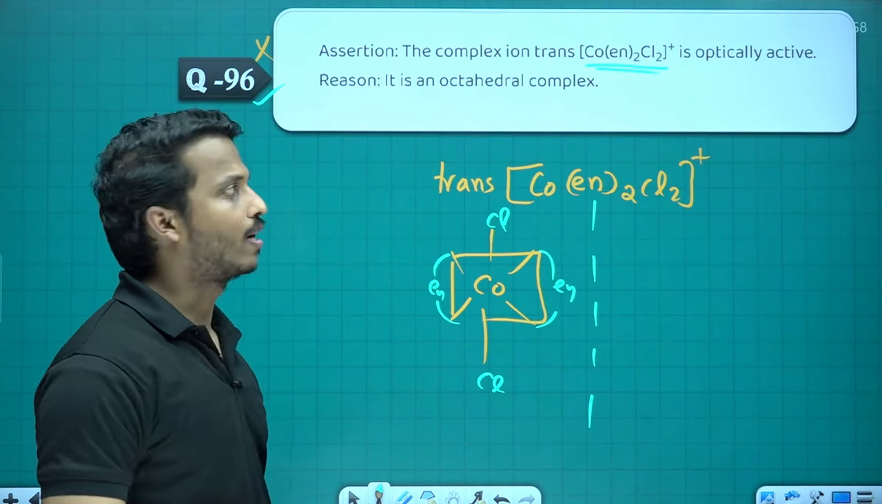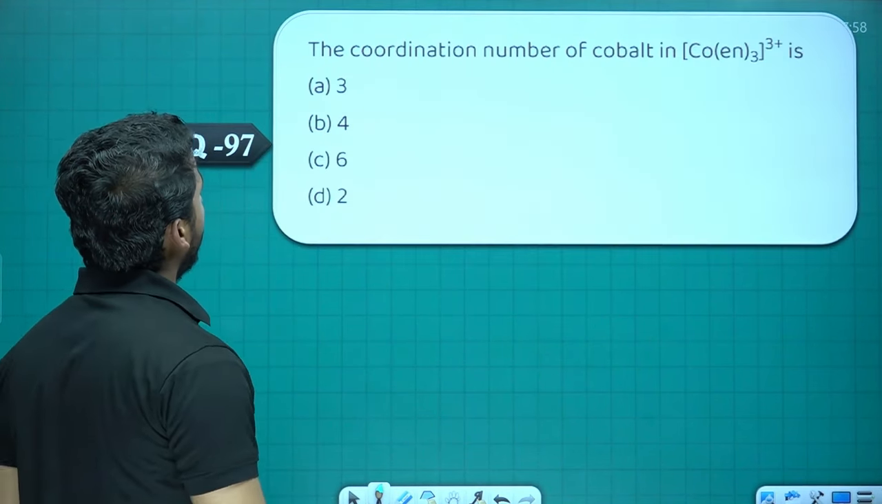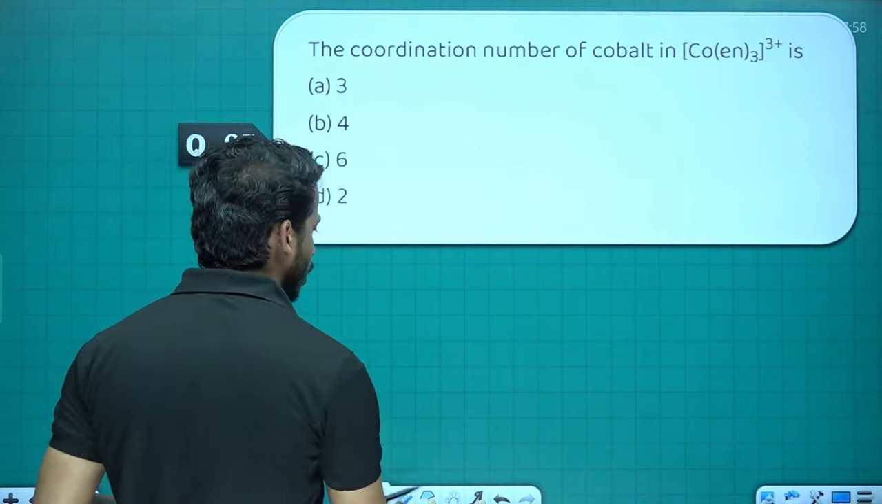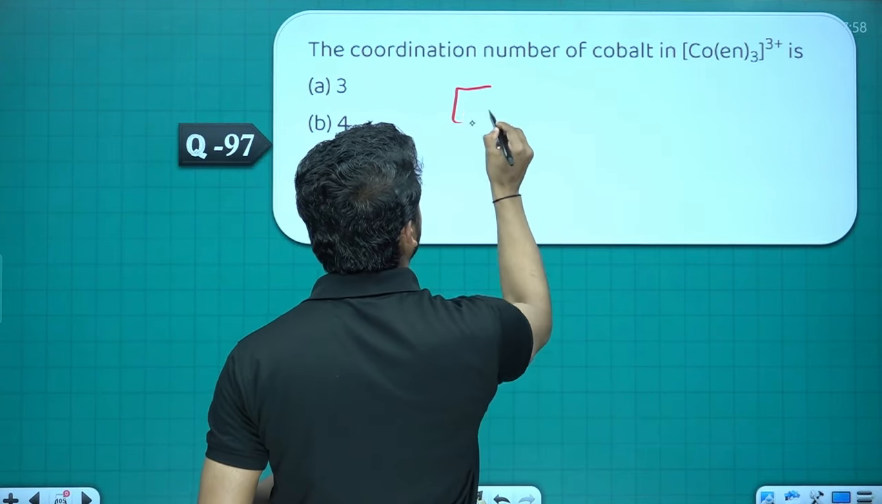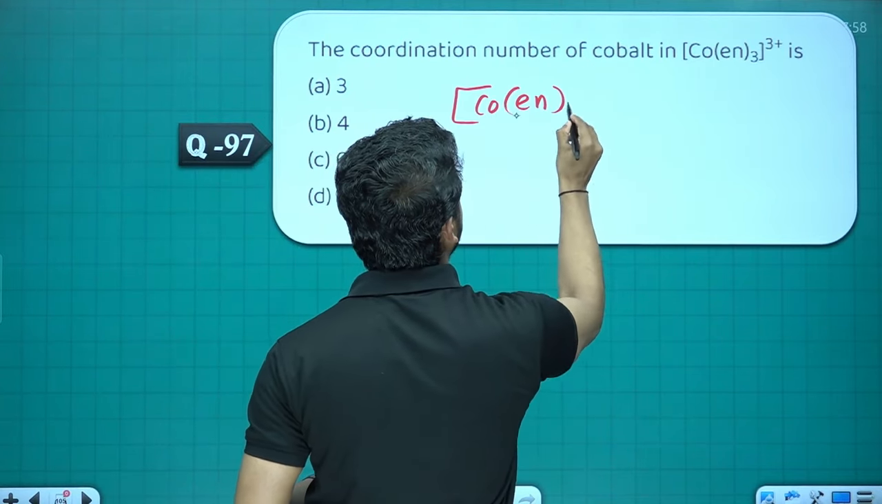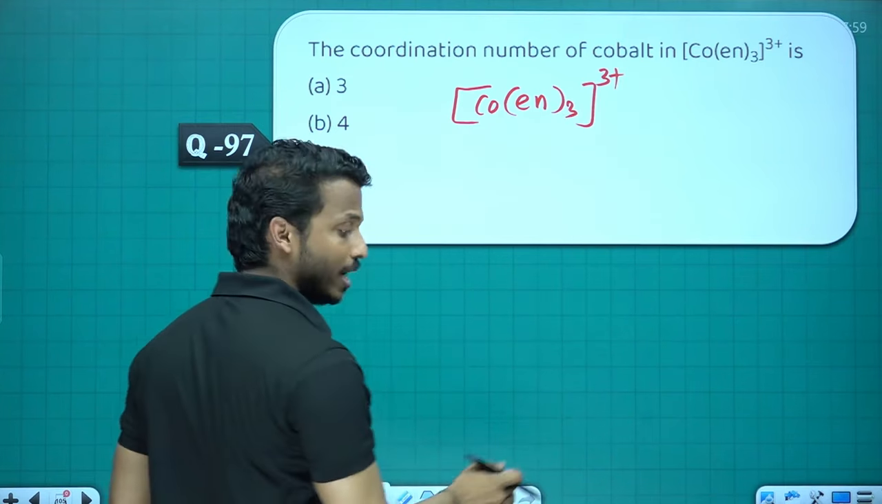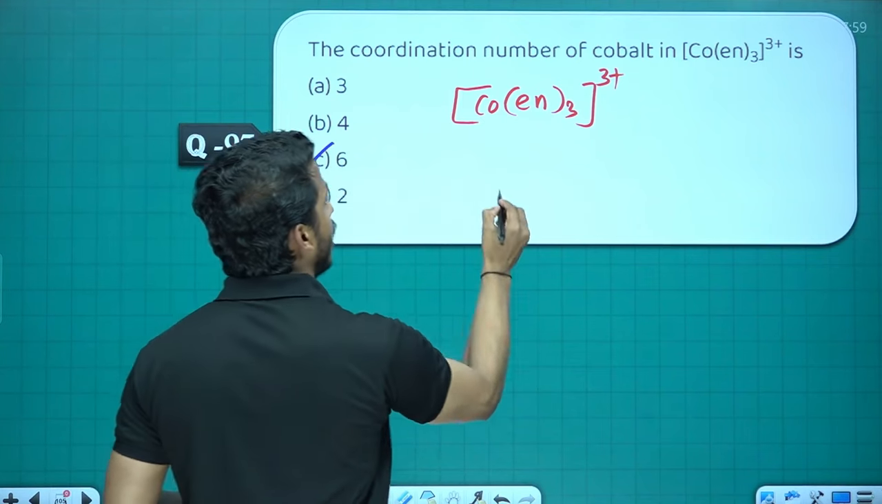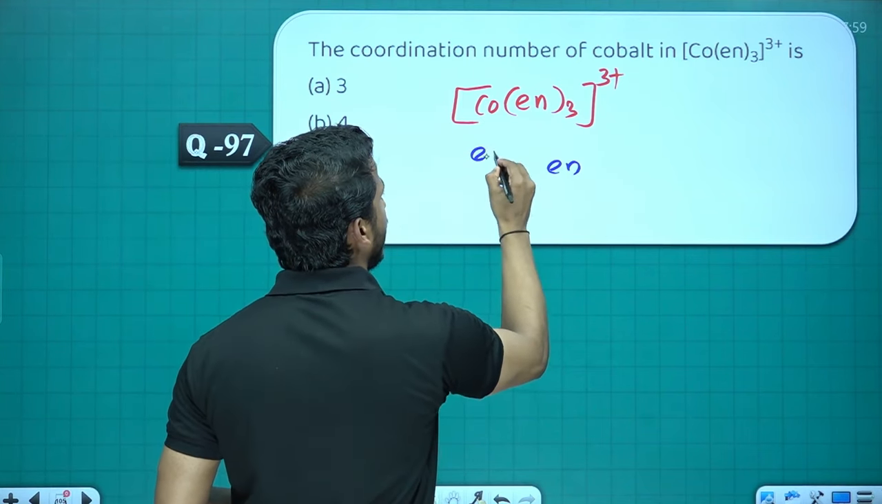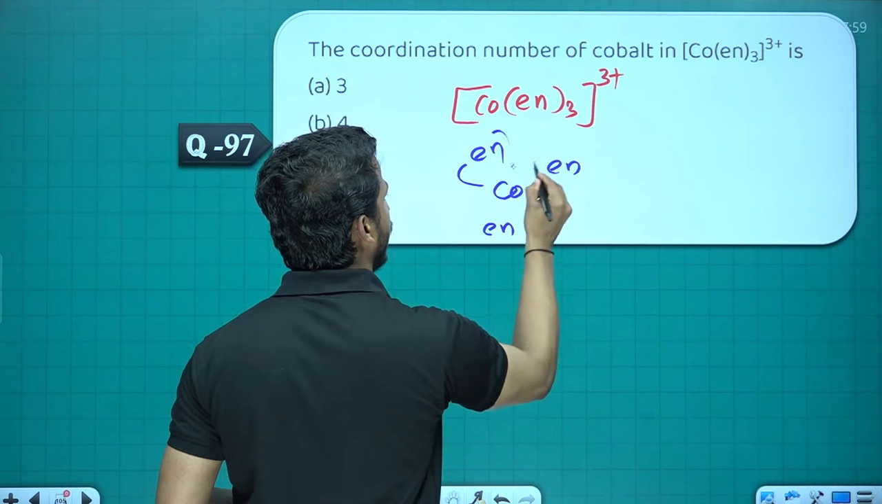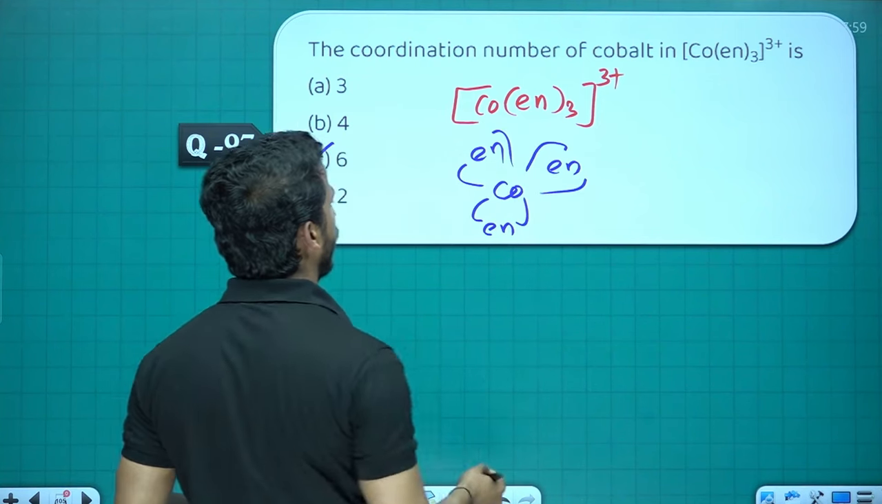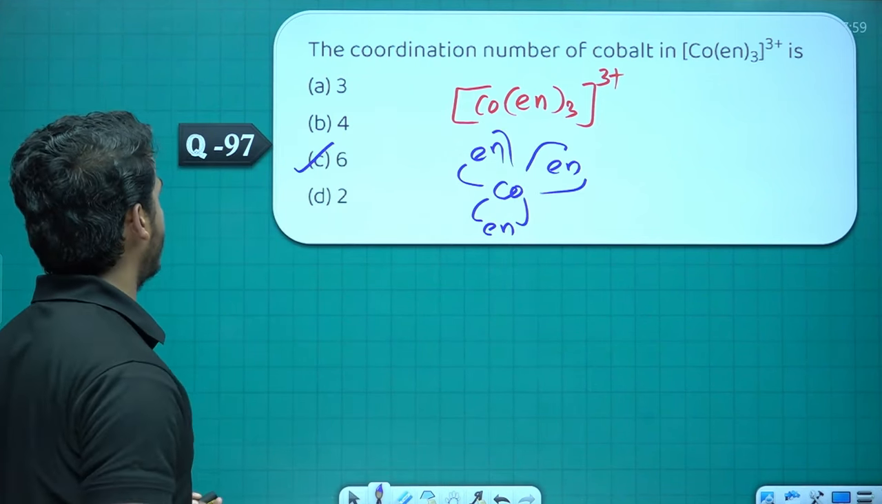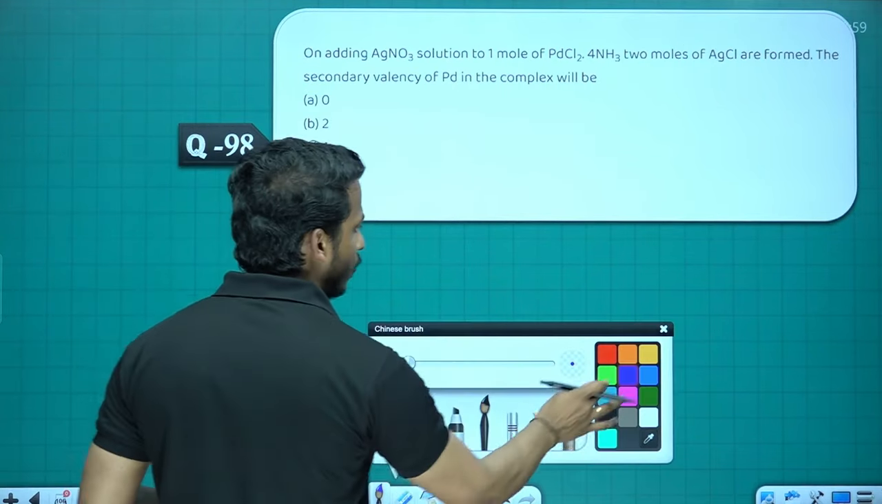The reason is correct. Now, what is the coordination number of [Co(en)3]3+? I think, students, you are getting the answer very fast. It is 6, because cobalt is connected to en three times. One en provides 2 sigma bonds, so 3 en provide 6 sigma bonds. The coordination number is 6.